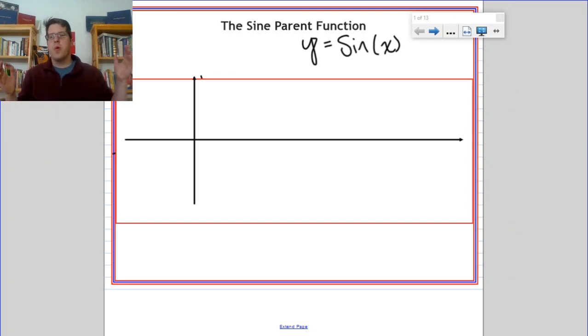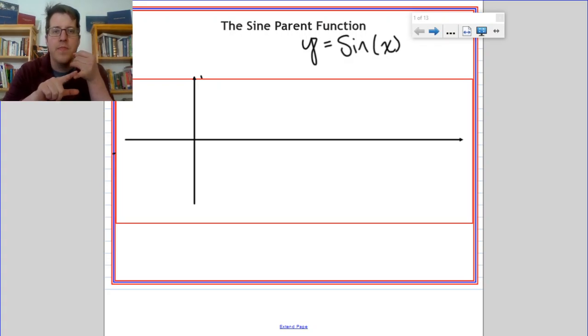Okay, so we're going to start with the sine parent function, which takes as its input an angle. We're always going to use radians for that angle. And what it gives as an output is the ratio of the sine. So, for example, the sine of pi over 6 is 1/2, which would have the ordered pair pi over 6 comma 1/2.